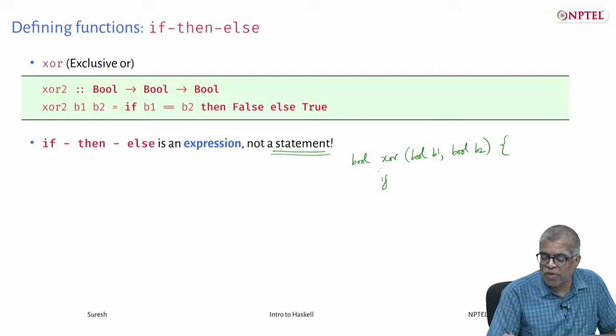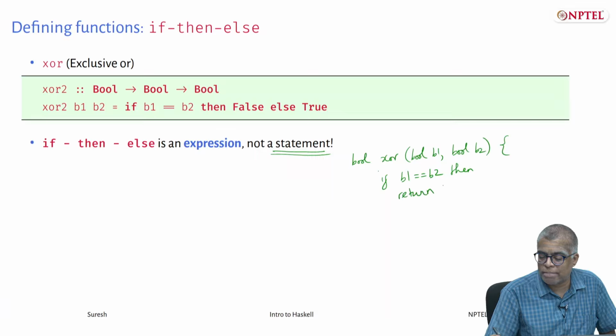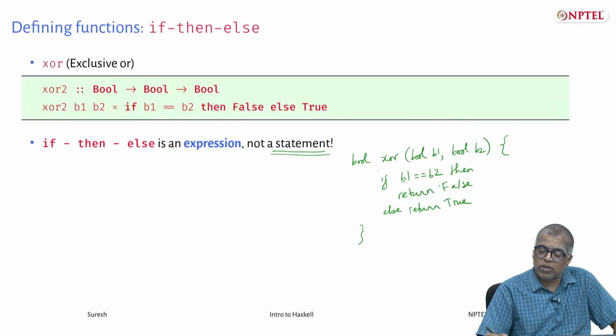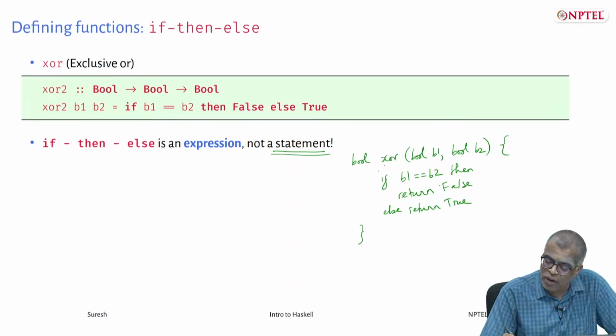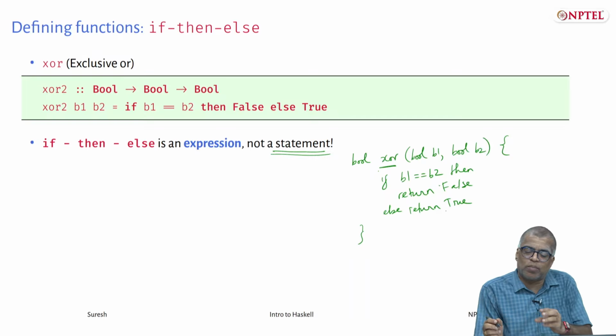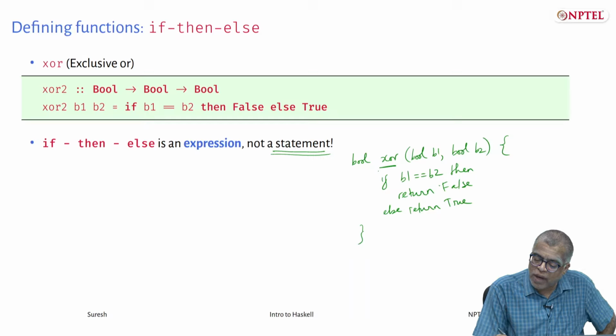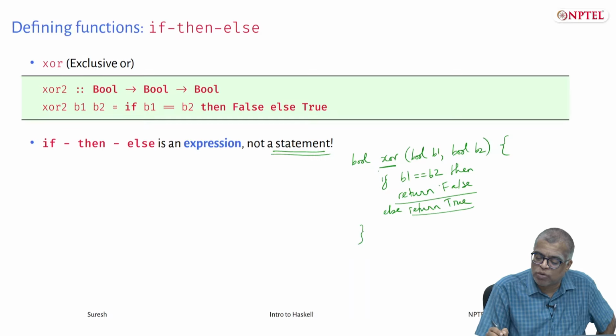and you would say if B1 equals B2, then return false, else return true. This is the kind of thing you would write. So, your overall function definition XOR of bool B1 and bool B2 is actually a Boolean value, and you achieve that by returning the value false and returning the value true.